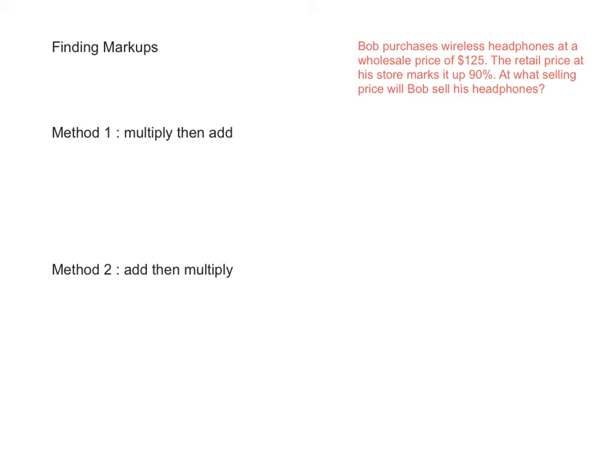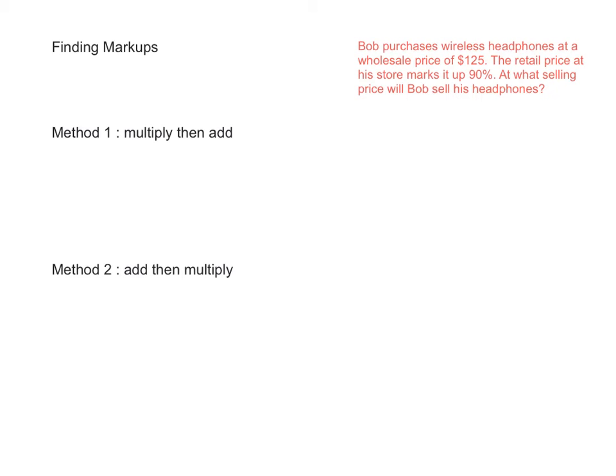In this case, we have Bob, and Bob purchases wireless headphones at a wholesale price of $125. He then turns around, takes his price of $125, and marks it up. So the retail price at his store marks it up 90%. We're trying to figure out what is the selling price that Bob is selling his headphones at his store. Again, we have two methods. The first one is multiply, then add.